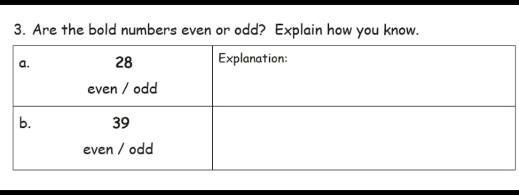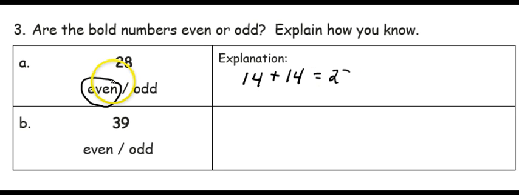So in our last section, it's asking if the bold numbers are even or odd, and we need to explain how we know. If I look at the number 28, I know 28 is even because I can make it using 14 and 14. And anytime you can make a number using a double, that final number is an even number.